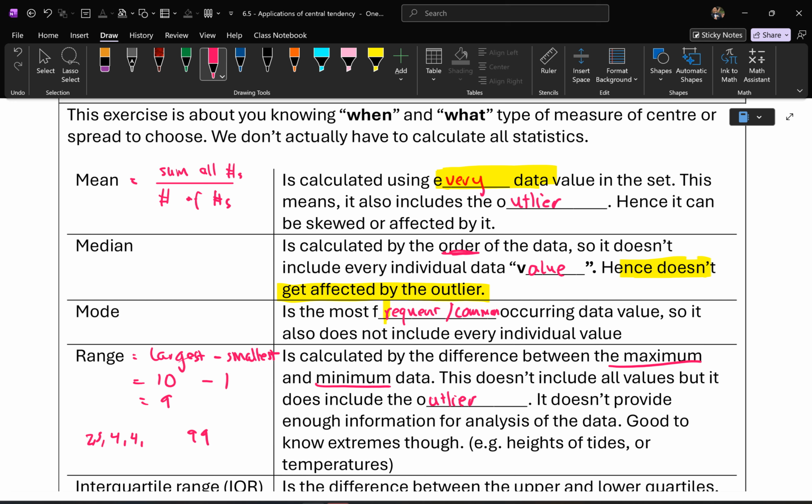You don't know anything in between, but it does tell you one thing, that if it's really wide, there could be an outlier involved in there. Okay?